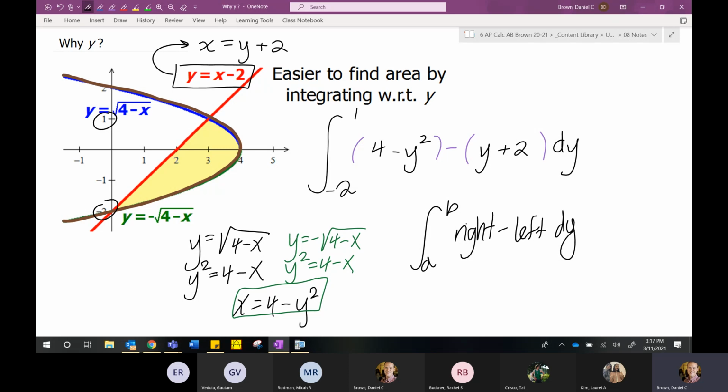Comparing that integral to the one on the previous slide, that integral is way easier than the one with all the square roots in it, and we had to use just one integral versus two. That is where I'm going to stop for today.